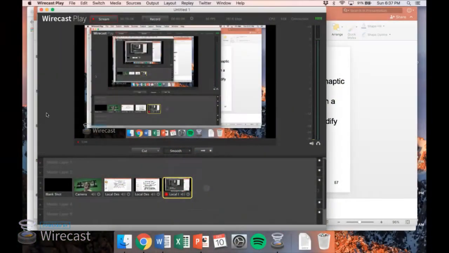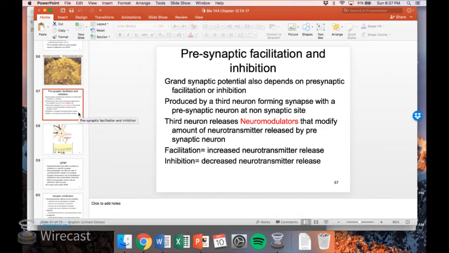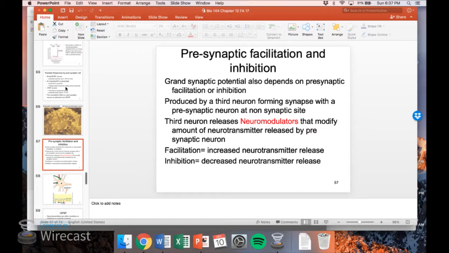Next question. Presynaptic facilitation and inhibition, and what neurobiochemical is involved? Let's pull that up. Presynaptic facilitation and inhibition, that's also going to be with action potentials, I think. Okay. With presynaptic facilitation and inhibition, I'm going to back up for 1 second to get to it.